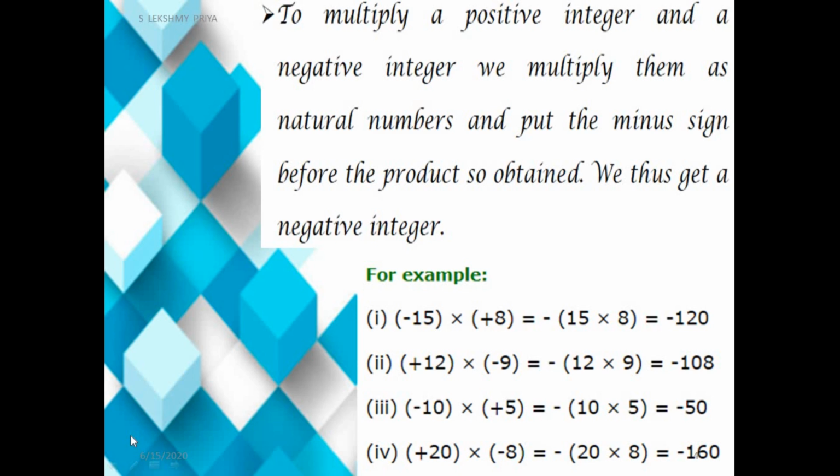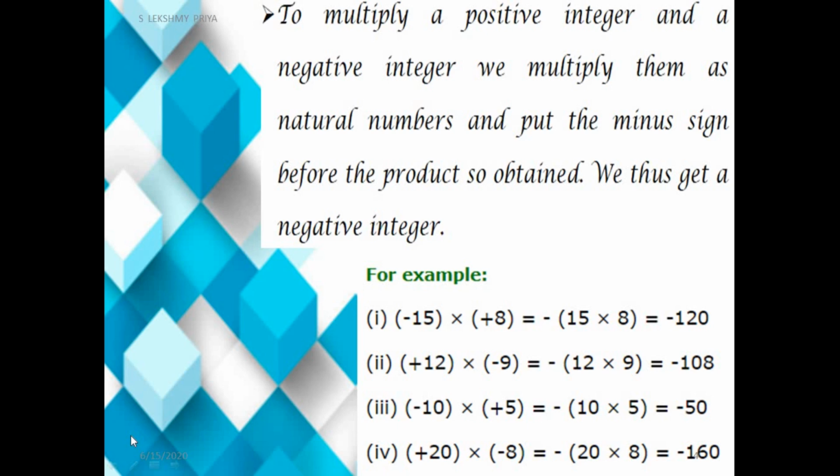Let's have some examples. Minus 15 into plus 8. So, we are going to multiply 15 and 8 together. The answer is 120. And for the answer, we can give a negative sign. So, the answer is negative 120. The next one, when you multiply 12 and negative 9, you should multiply 12 and 9. The answer is 108. And for the answer, you need to give a negative sign. So, the last answer is negative 108.